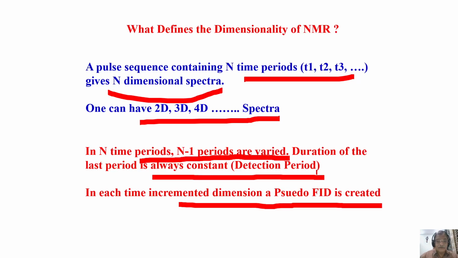Of course, this is a general sequence. You can keep some of the periods constant depending upon what type of experiment you want to do. There are various possibilities you can think of. Maybe one of them you can deliberately keep constant for getting some information. You can play around. But in general, in n-dimensional data, n minus 1 periods are systematically varied.